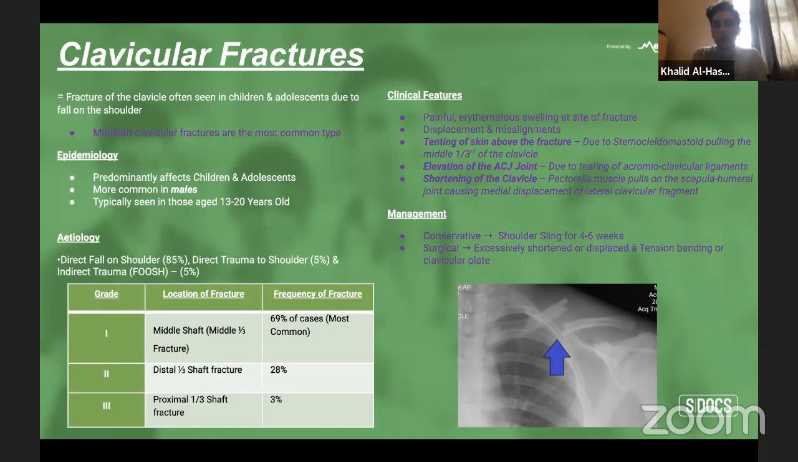The management that we generally tend to recommend for clavicular fractures is either conservative or surgical. Conservative would involve the use of a shoulder sling, and it's probably more recommended for cases in which there is not that much displacement. For surgical, if excessively shortened or displaced, we do tension banding or use a clavicular plate.